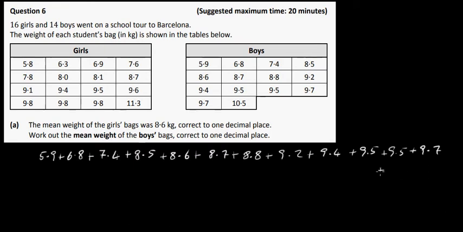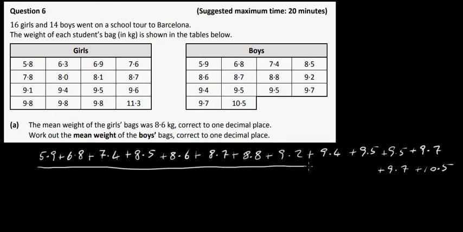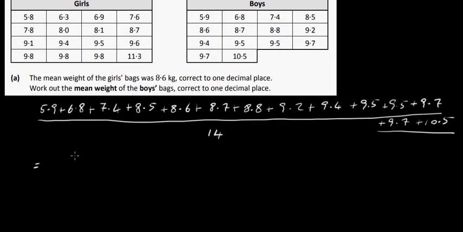Come down here, plus 9.7 plus 10.5. So you got to add all these up, and we've got to divide by 14, and this is equal to our mean. So that equals, when you do that on your calculators, you get 122.2 when you add up the top line. You divide by 14, and that gives you 8.7 kilograms to 1 decimal place. And that's it for part A.